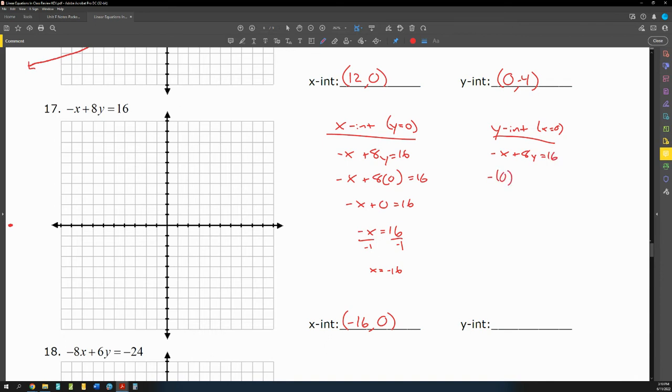Plug in 0 for x using parentheses. And we get negative 0 plus 8y equals 16. Well, negative 0, or negative 1 times 0, is just 0. Plus 8y equals 16. Adding 0 doesn't change anything, so we get 8y equals 16. And last, dividing by 8 gives us y equals 2. So as an ordered pair, our y-intercept is (0, 2).